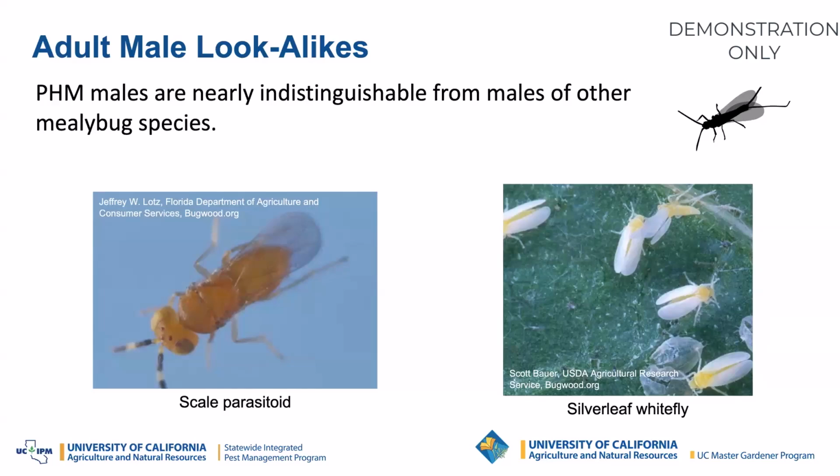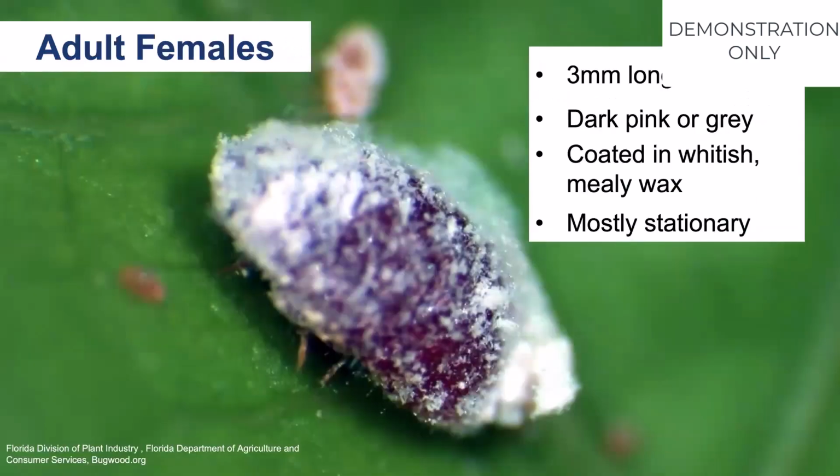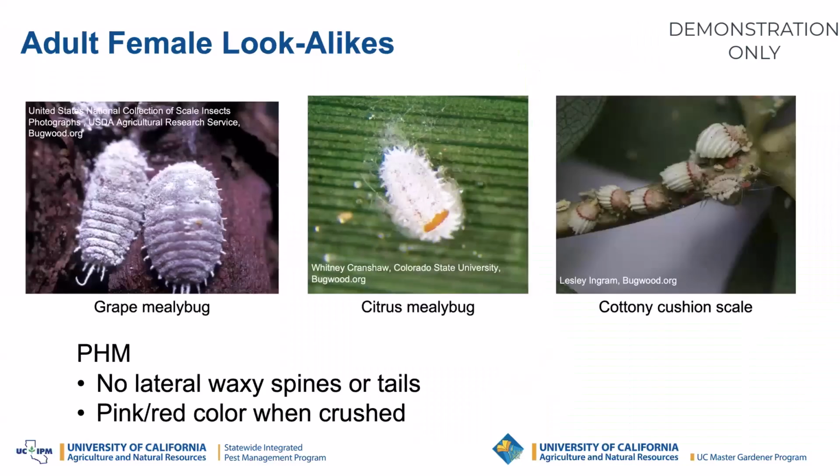Adult females are the largest life stage, around 3 millimeters long. They are dark pink or gray in color and coated in a whitish, mealy wax. They can move, but are mostly stationary. Adult females can be mistaken for other mealybug species and cottony cushion scale insects, as seen in these photos.